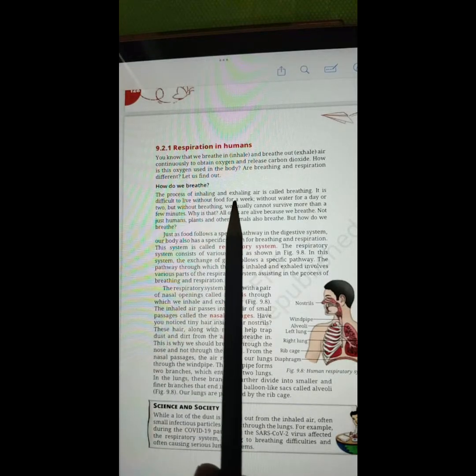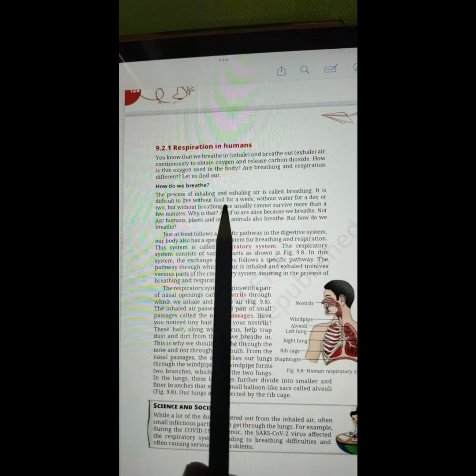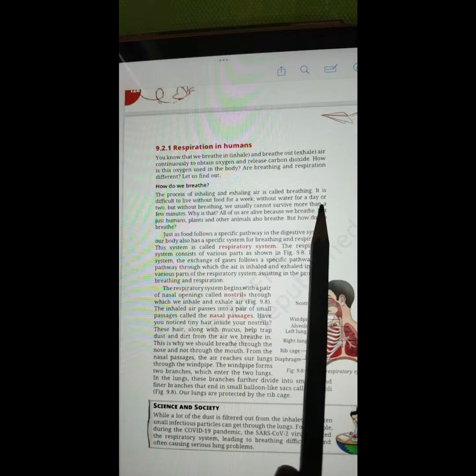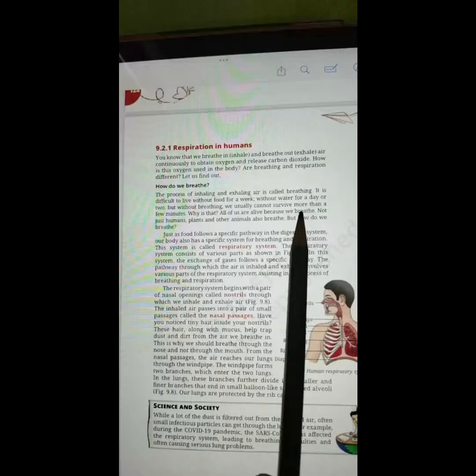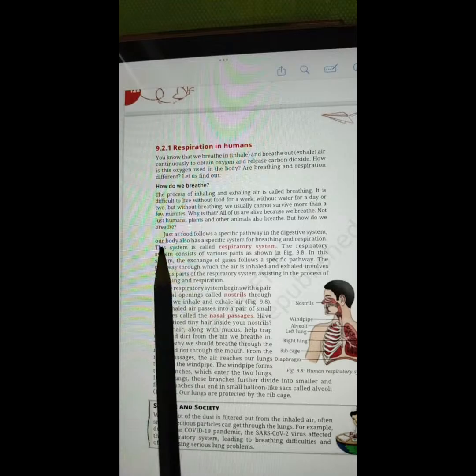The process of inhaling and exhaling air is called breathing. It is difficult to live without food for a week, without water for a day or two, but without breathing, we cannot survive more than a few minutes. Why is that? All of us are alive because we breathe. Not just humans, plants and animals also breathe. But how do we breathe?